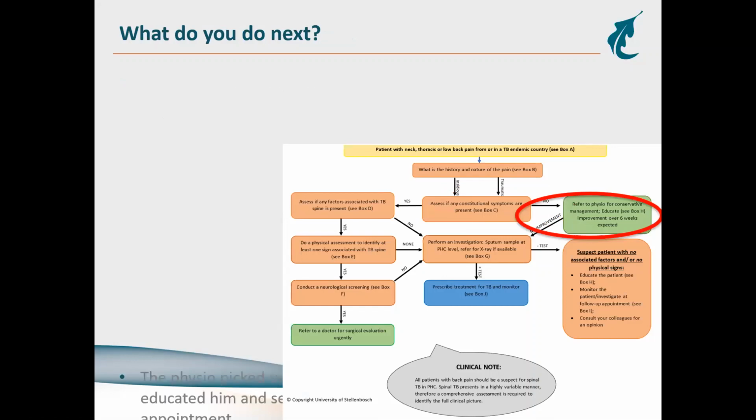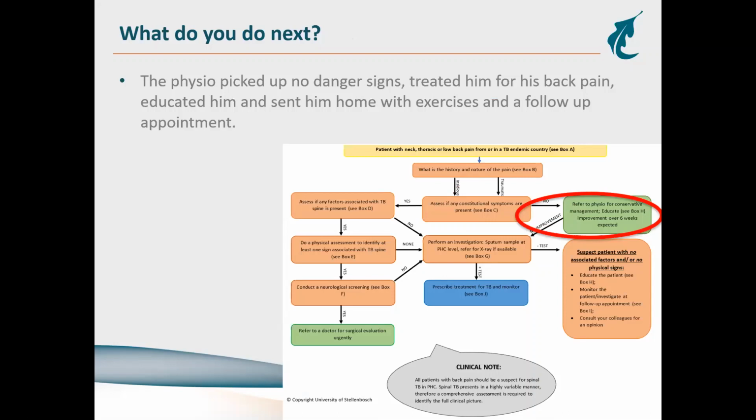But as we said previously, most importantly, you have to educate him on the signs and symptoms to look out for, and if there's any changes in these, to then report back to you as soon as possible. So the physio picked up that there were no other danger signs, and they treated him for back pain, educated him, and sent him home with exercises and a follow-up appointment. Again, the follow-up is very important to see whether or not he has improved over the 6 weeks or not, and then to take care of him afterwards.